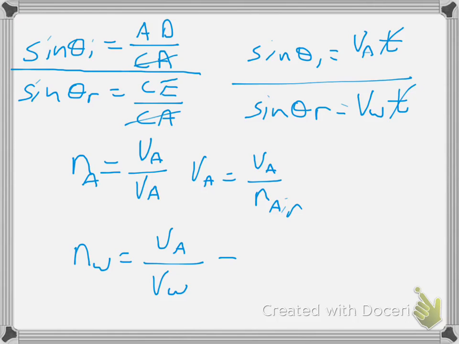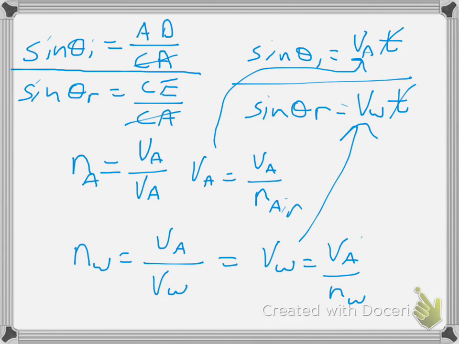That gives us that the velocity in water equals velocity in air over n water. I think you see that if you substitute these in, the velocity of air cancels out, and you'd be left with Snell's law. So we'll wrap that one up there. Hope you can follow that.